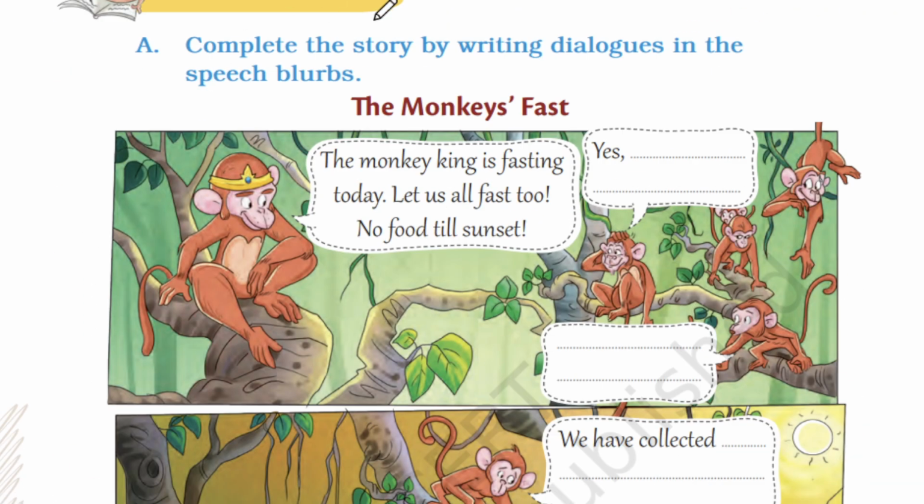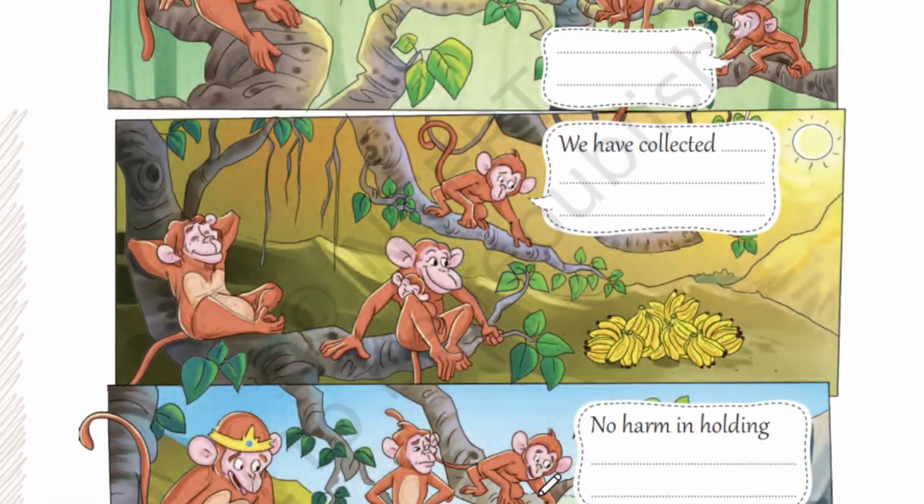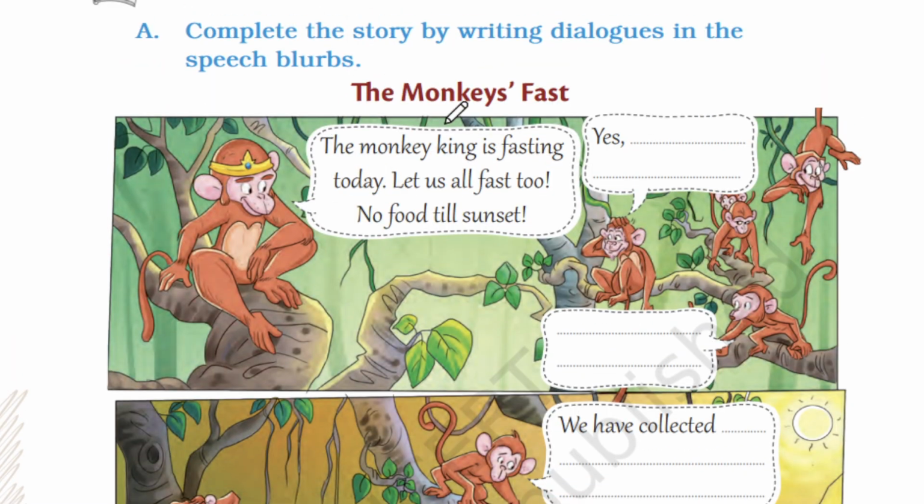Okay, next complete the story by writing dialogues in the speech bubbles. So this one you have to do by yourself. So let's see. The monkey king is fasting today. Let us all fast too. No food till sunset. So he is the monkey king. He is telling everyone that I'm going to fast today. Let us fast. No one should eat anything till the sunset.